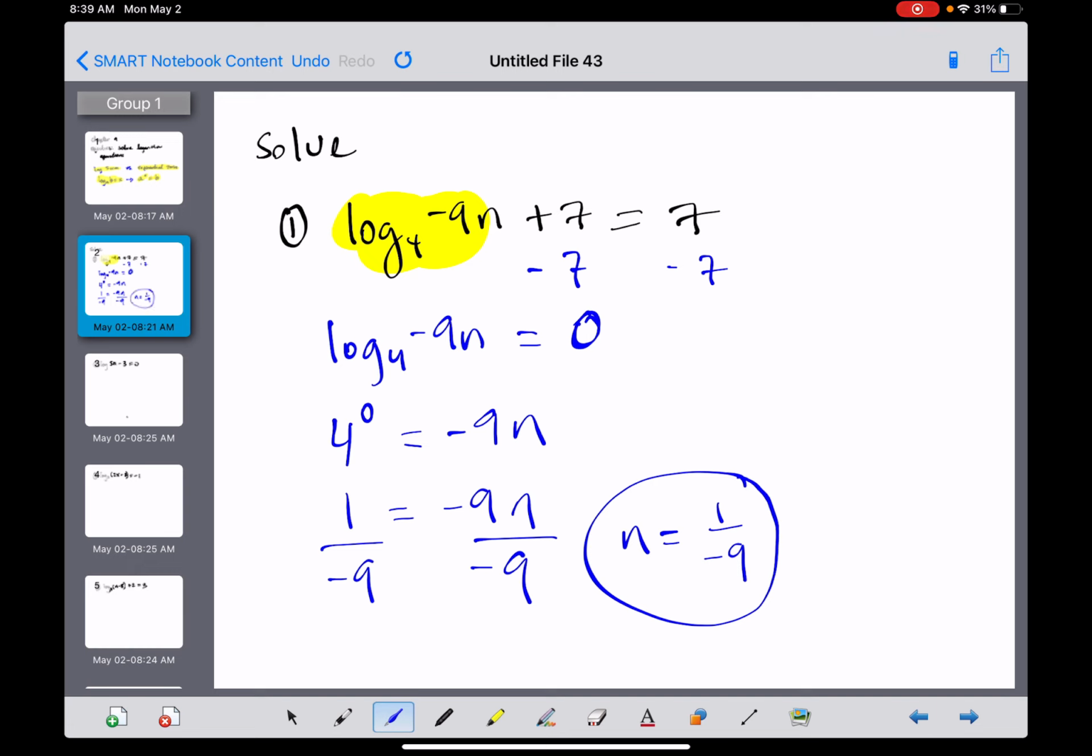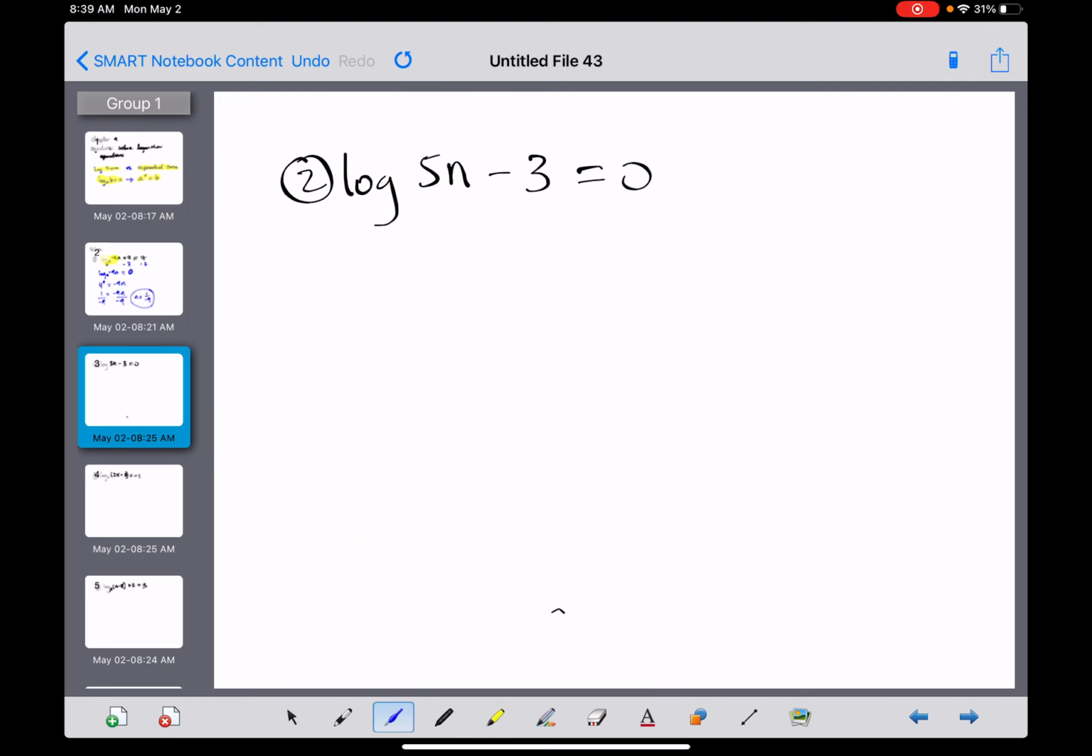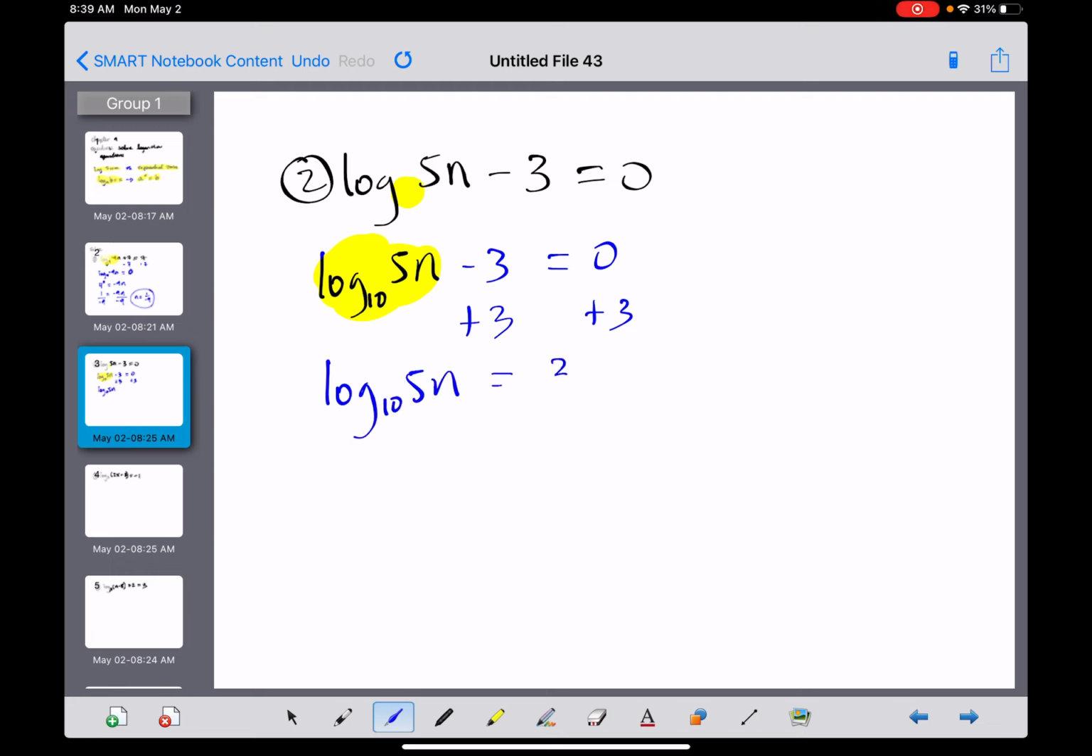Okay, moving on to number 2. In number 2, notice we do not have a base here. We talked about it in chapter 5 as well. If we don't have a base right there, we assume there's always an invisible 10, okay? So you can rewrite the problem like this to remind yourself if you want to, but you do not have to. But I'm going to rewrite it. Then we need to isolate this log by itself. That's the idea: isolate the log by itself, okay? So we're going to add 3 to both sides. Then we have log base 10 of 5n equal to 3.